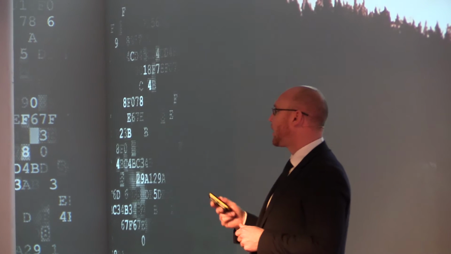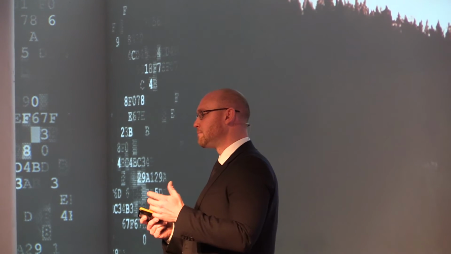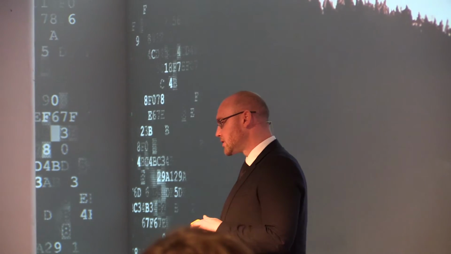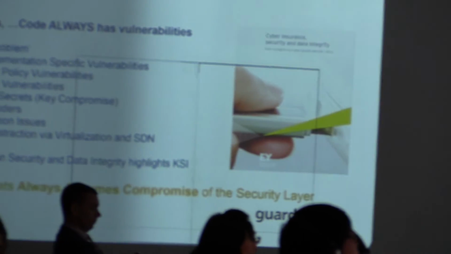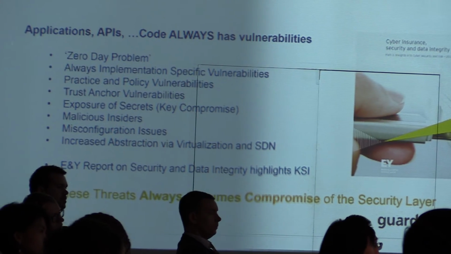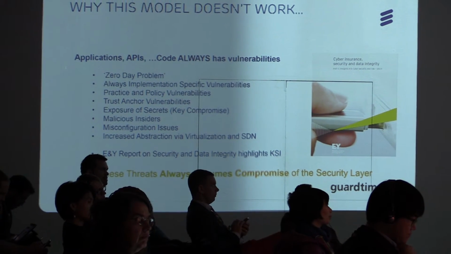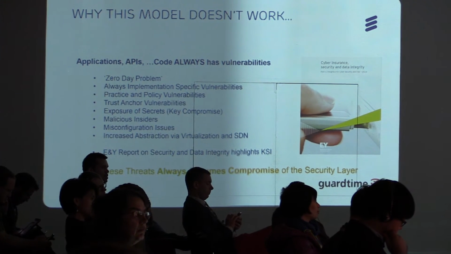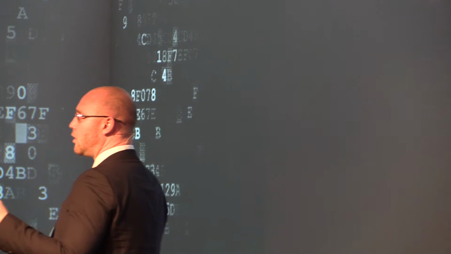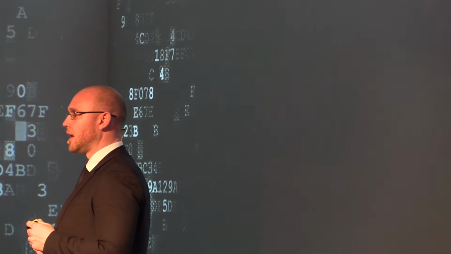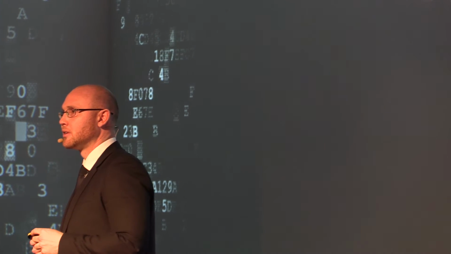And again, why the traditional model doesn't work: I have a very unique position just from my past experience in that applications, APIs, code, people will always have vulnerabilities. And if you make the assumption that at some point an application, that perimeter defense system, that intrusion detection box, that firewall is going to be hacked, whether because of implementation-specific vulnerabilities or because of a code flaw, at some point you have to assume that infrastructure will be breached.